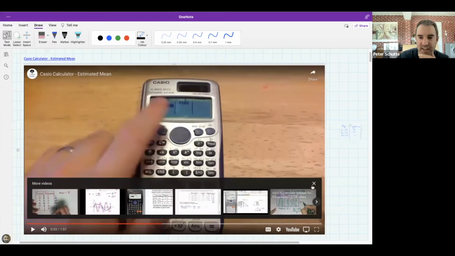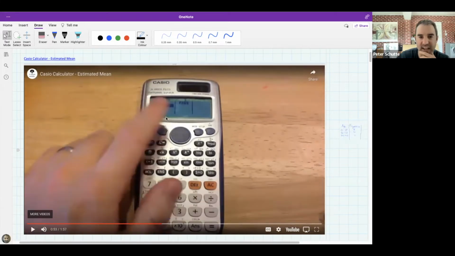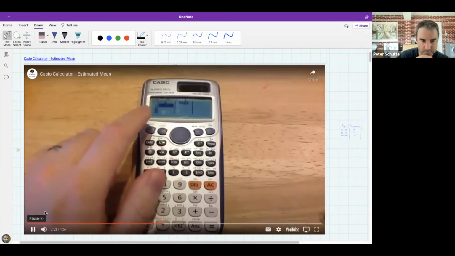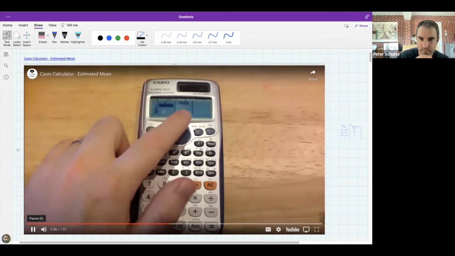Okay, so I'm going to pause for a second again and show you guys, can you see how there's an extra column that is added when you can input data? We've got the first one, which is X, and the second one, which is frequency.